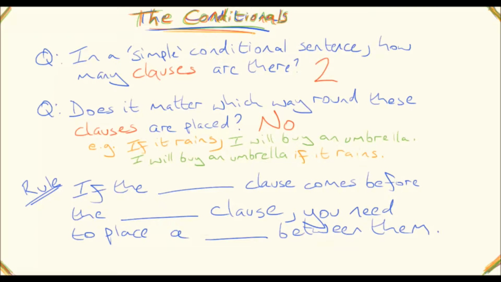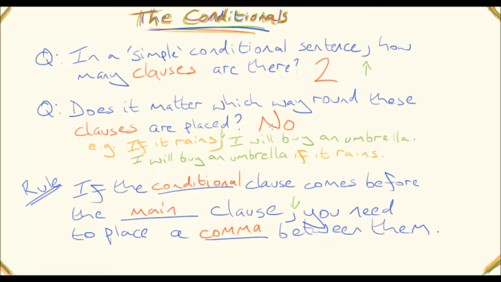This difference gives us a rule that you must apply to your sentences, and the rule is this. If the conditional clause comes before the main clause, you need to place a comma between them. And if you're not quite sure what a comma is, it's one of these things. You know, there's another one here. There's one up here. So those are commas.